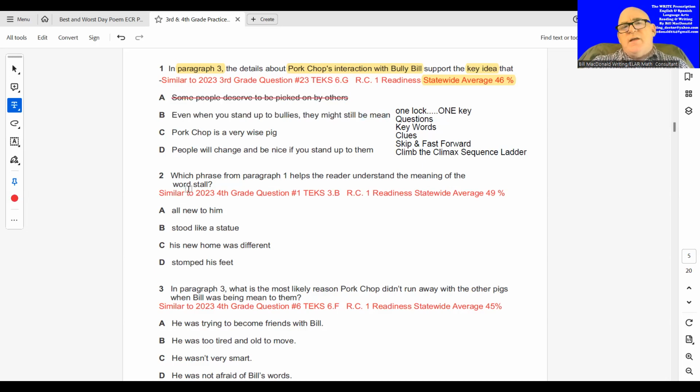Yes. Even when you stand up to bullies, they might still be mean. That did happen. So I might choose that one. Pork Chop is a very wise pig. Well, because only one detail was about that, you can't use a detail to talk about a key idea if there's only one. So the last one, people will change and be nice if you stand up to them. Well, that did not happen in this case. So that key idea would probably not be true since it had the opposite effect.